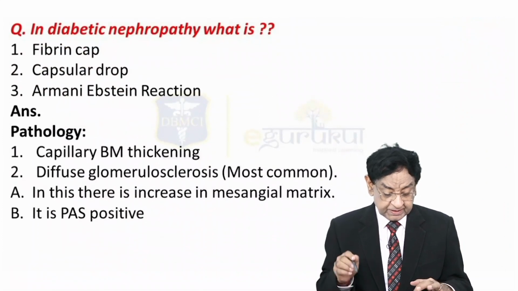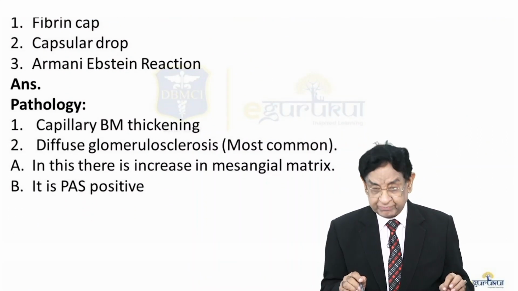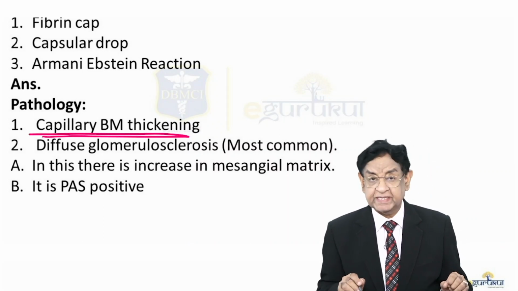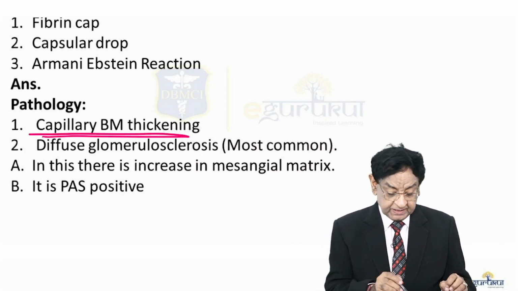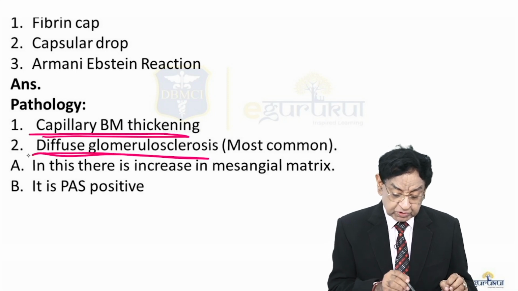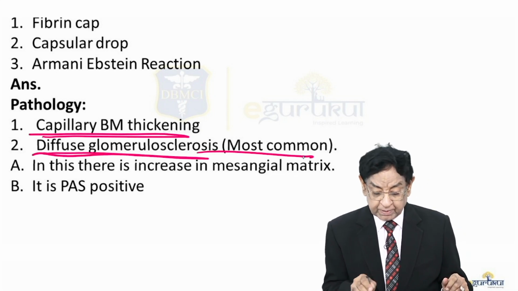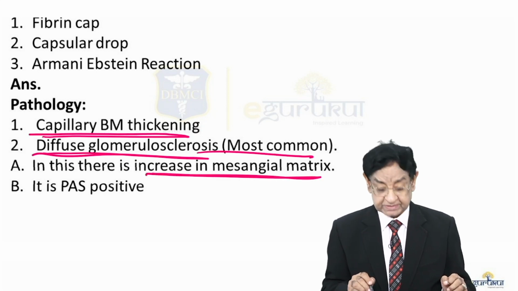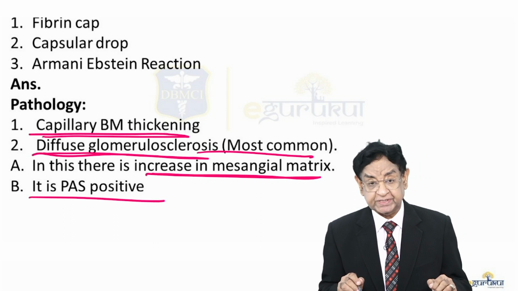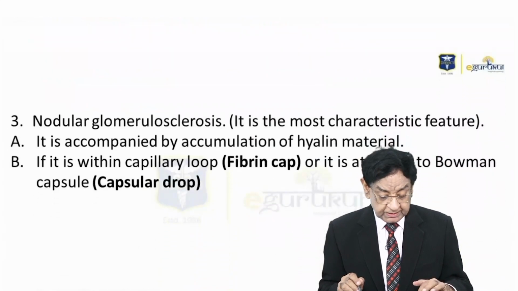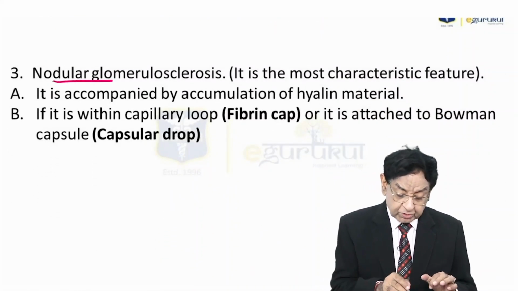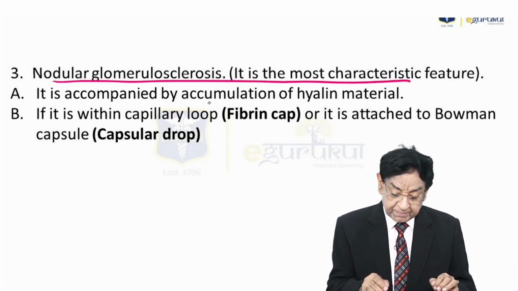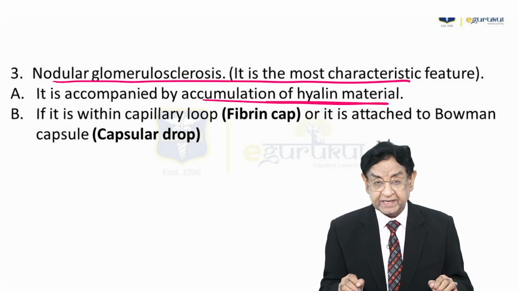Well, in the pathology of diabetic nephropathy, capillary basement membrane thickening is an early feature. After that, there is diffuse glomerulosclerosis, which is the most common pathology. In this, there is an increase in the mesangial matrix, and it is PAS positive. Then we have nodular glomerulosclerosis, which is the most characteristic feature. It is accompanied by accumulation of hyaline material.